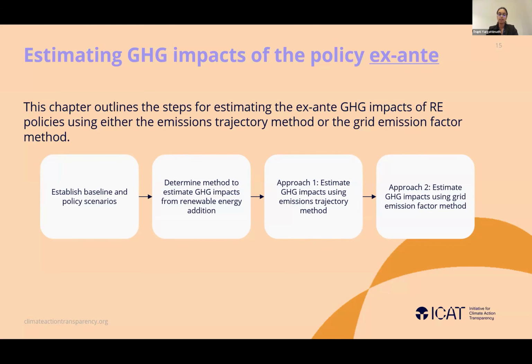So in simple terms, the emission trajectory method looks at how the electricity system and its emissions are expected to evolve, while the grid emission factor method focuses on the emissions associated with the electricity that is displaced by renewable energy. Throughout this step of the methodology, the guide provides practical support for carrying out the entire assessment. This includes guidance on what data would be required, how to find it, where to find benchmarks, how to select the appropriate modeling tools, and how to deal with different methodological choices, which will be very important once the assessment gets going.